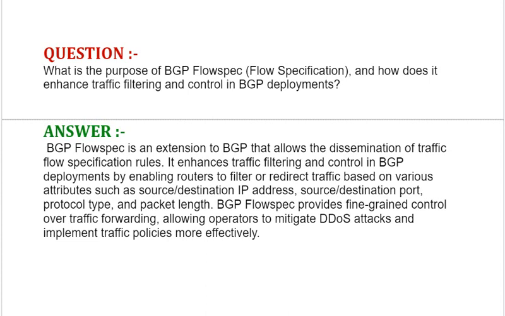It enhances traffic filtering and control in BGP deployments by enabling routers to filter or redirect traffic based on various attributes such as source or destination IP address, source or destination port, protocol type, and packet length. BGP FlowSpec provides fine-grained control over traffic forwarding, allowing operators to mitigate DDoS attacks and implement traffic policies more effectively.